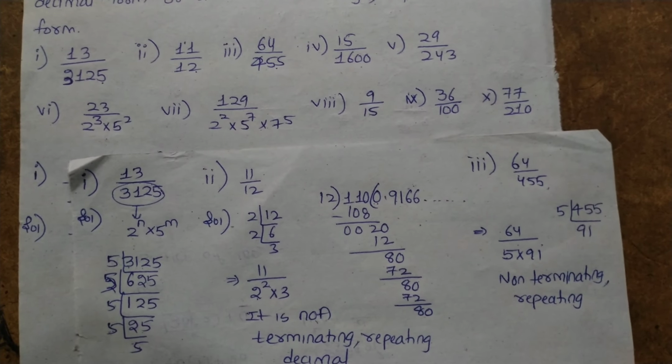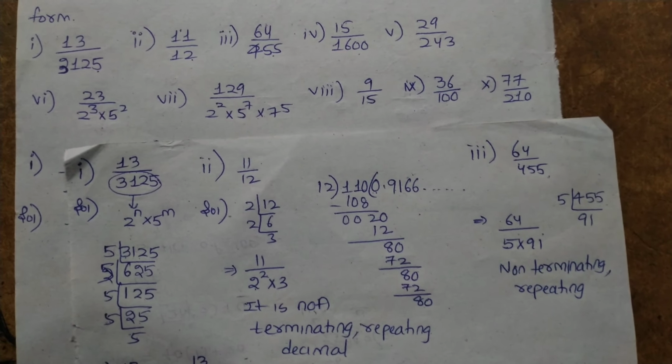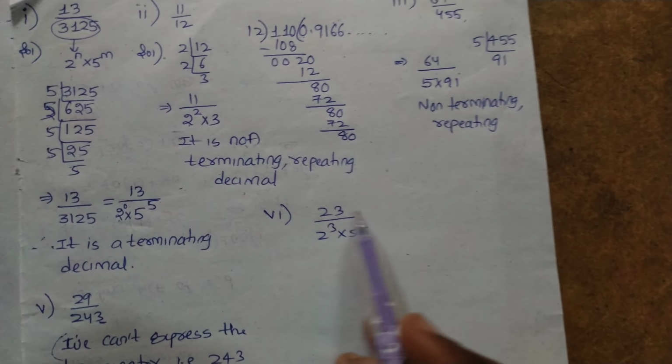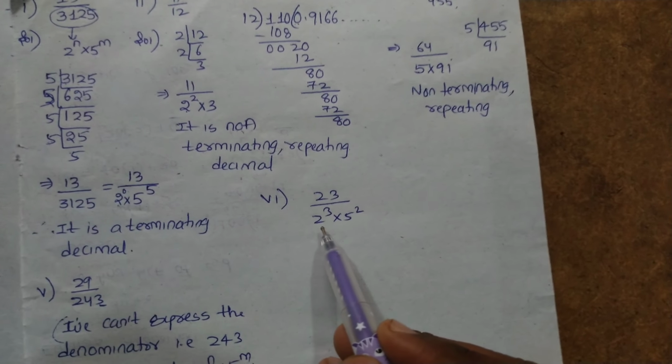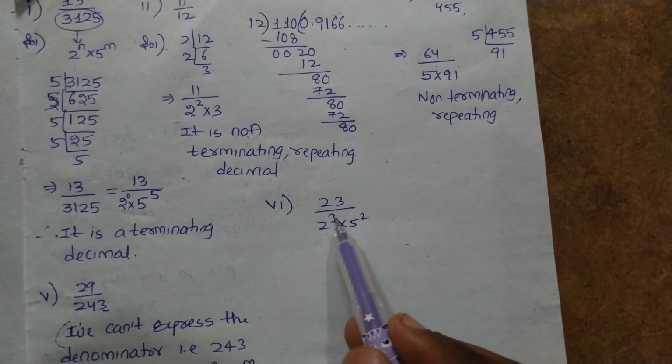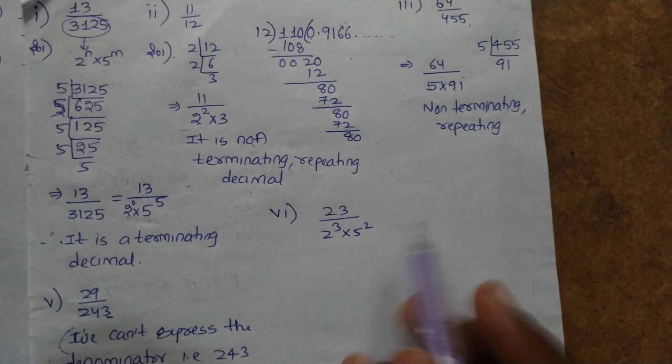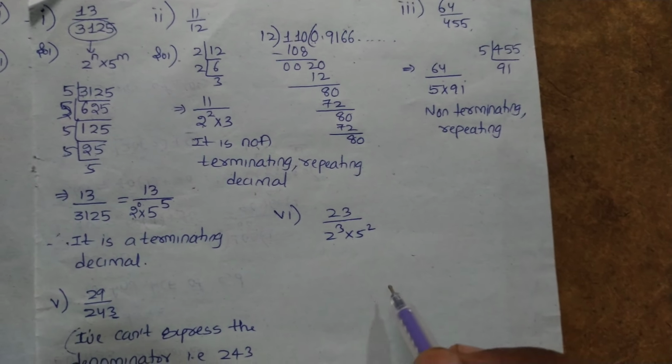So sixth one you see, sixth one they have given 23 by 2 cube into 5 square. So here 23 divided by 2 cube into 5 square, directly it is in the form of 2 power m into 5 power n or not. Then it is a terminating decimal or not. So direct question, it is a terminating decimal.